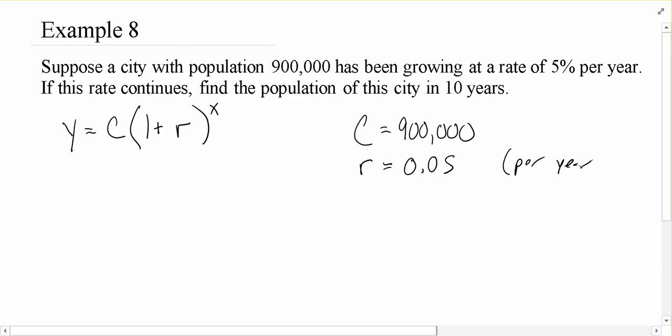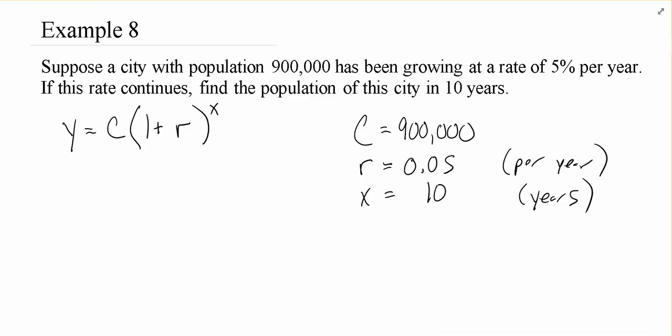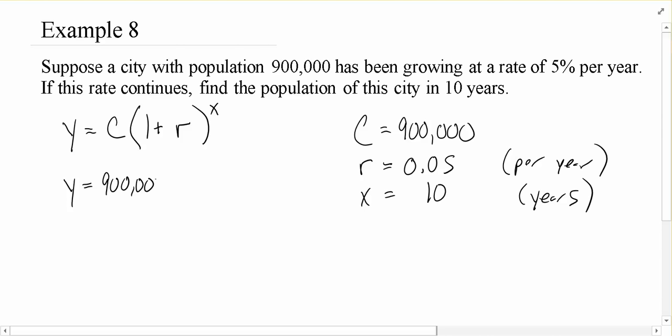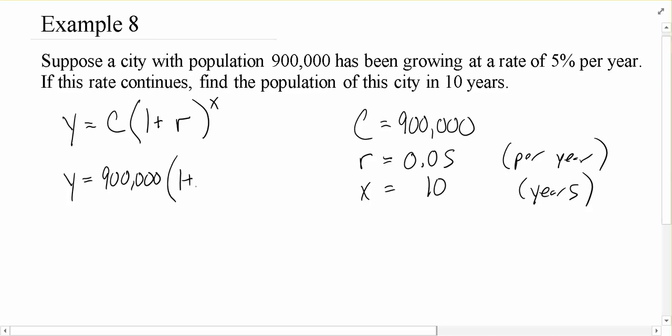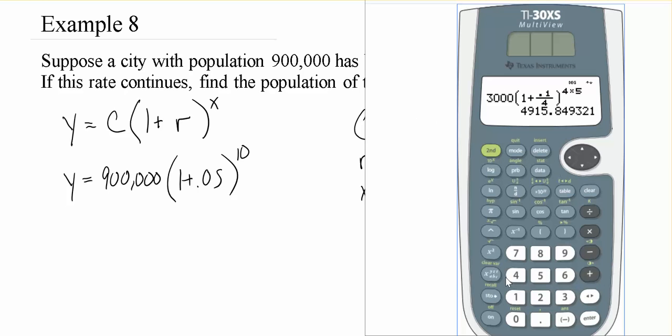This was per year. I'm going to jot that down because remember that x is the number of time periods. So I want to make sure I remind myself that yes, it was 10 years. Those match up. And so really at this point, this is just a plug and chug kind of problem. We have 900,000 times 1 plus 0.05 to the 10th power. And so we're just going to get out our calculator and type that in.